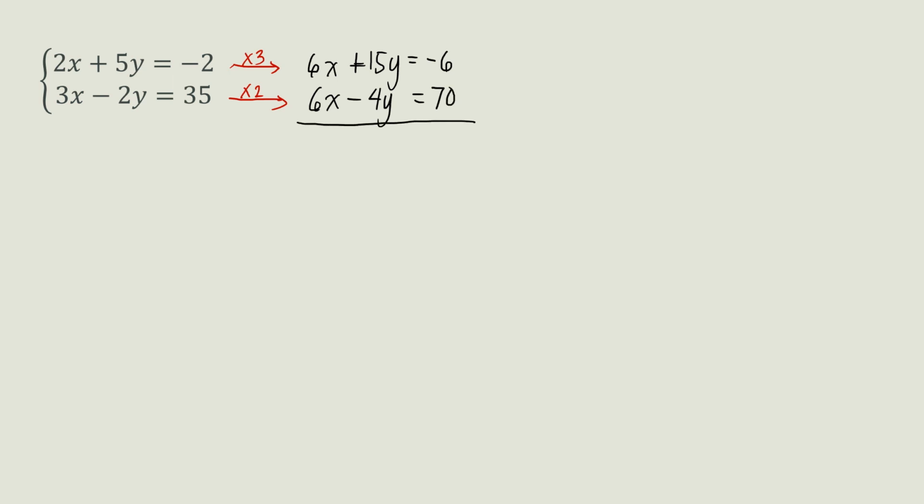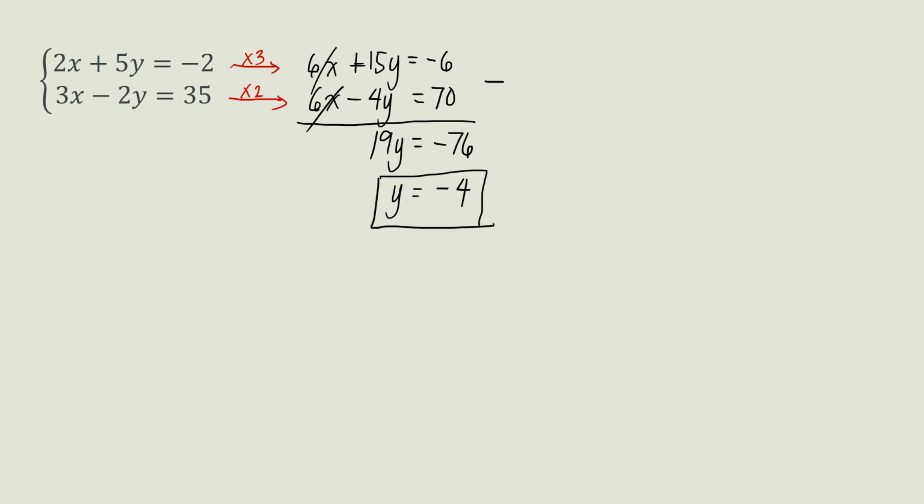Again, for us to eliminate x here, we will do subtraction. Just vertical subtraction. So 6x minus 6x, so you have 0x. Next, we'll have 15y minus negative 4y, so that is 15y plus 4y, which is 19y. Next, negative 6 minus 70, that is negative 76. Divide both sides by 19. So y is equal to negative 4.